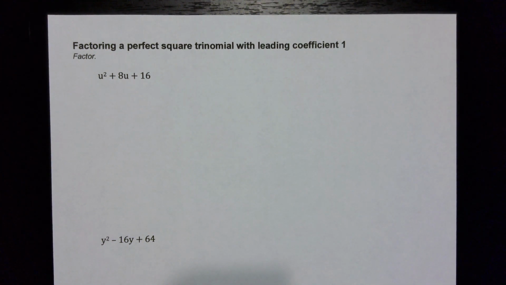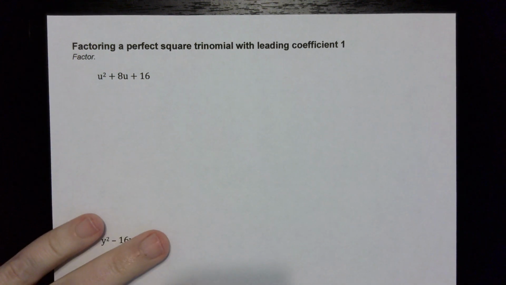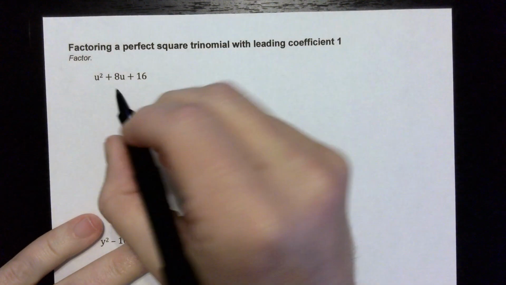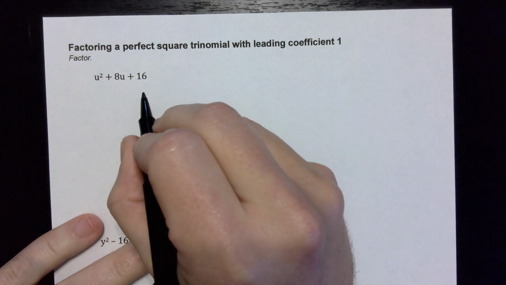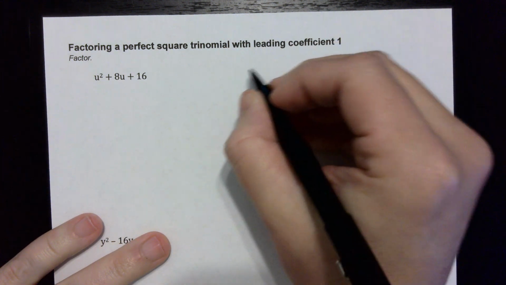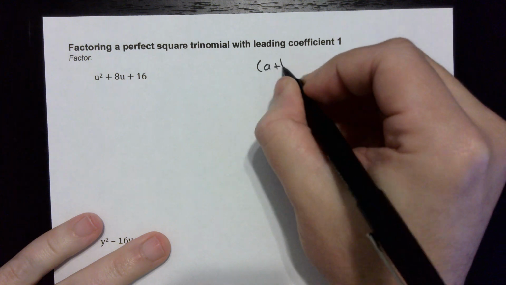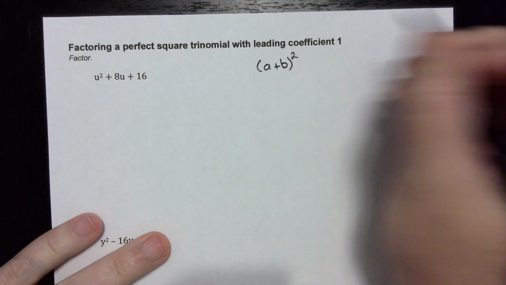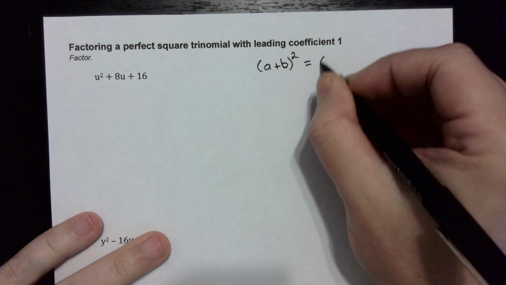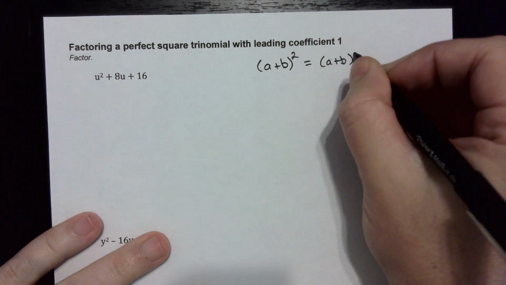Okay, in this video, we're going to be factoring a perfect square trinomial with a leading coefficient of 1. A perfect square trinomial means that this group of 3 terms can be factored into something that looks like this, say a plus b squared. And recall that that's the same thing as a plus b times a plus b.